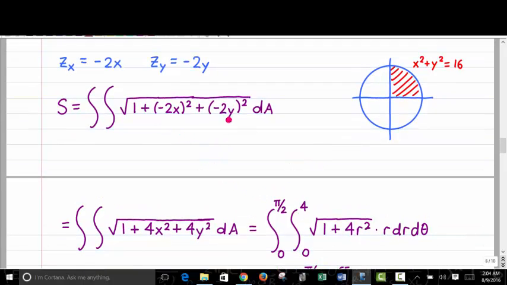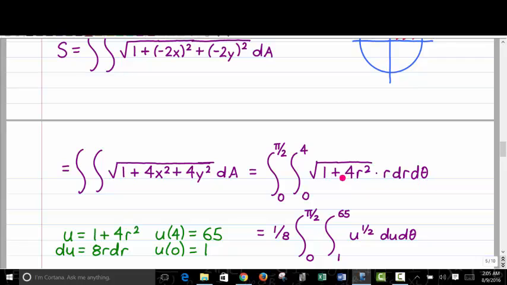But also under this radical is a good polar fit: 1 plus 4x squared plus 4y squared. Well, 4x squared plus 4y squared equals 4r squared. So now we have 1 plus 4r squared, which looks like it could be trouble, but thanks to our trusty r that we have to put in there every time for polar coordinates, we have r dr d theta, and that's just beautiful.